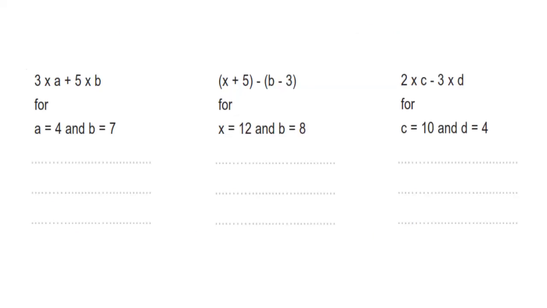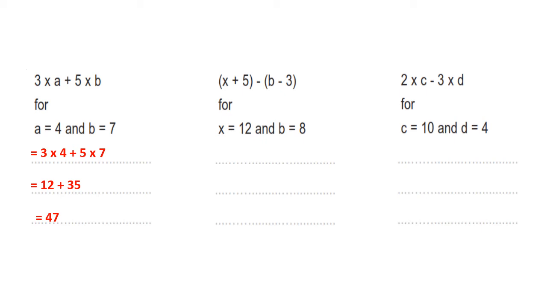Let us continue. We also need to evaluate the following, but here I have more than one variable, and I should replace in the first one instead of the a 4 and instead of the b 7. So it's 3 times 4 plus 5 times 7. According to the order of operation, I have to do the multiplication first. So 3 times 4 is 12 and 5 times 7 is 35. So I'm going to get 12 plus 35, which is 47.